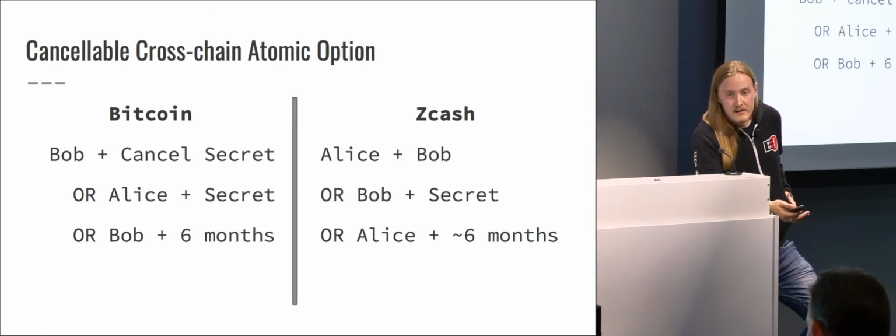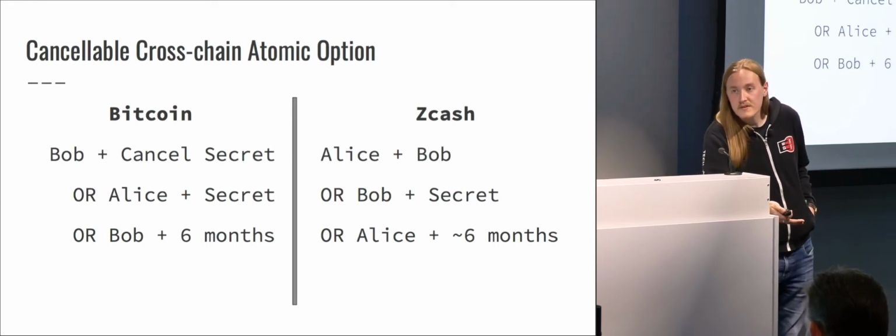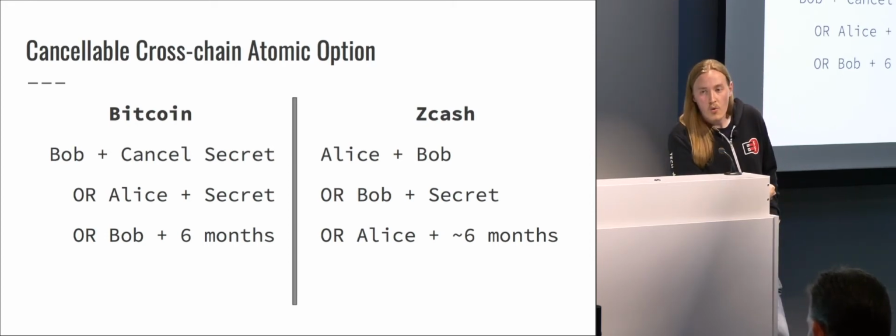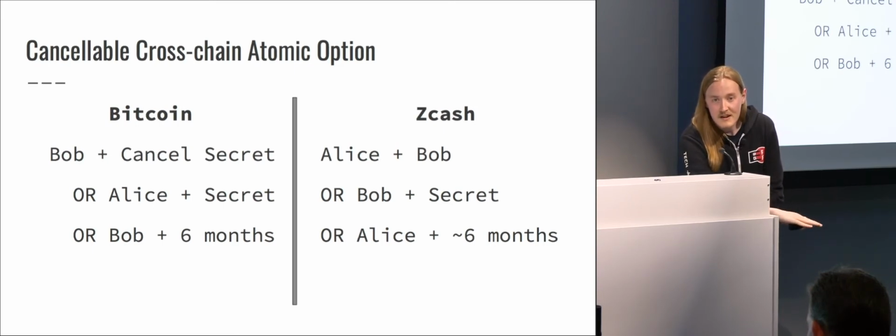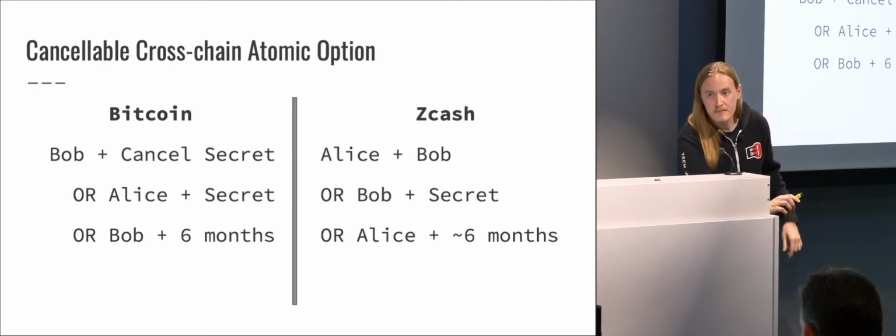And on the Zcash side, we have it with Alice and Bob in a multi-sig, so just a straight up 2 of 2. Or Bob reveals the secret that he starts with. Or Alice waits about 6 months. So you might notice that the bottom 2 rows of this are the standard option contract. It's only the top row that's different. So what we're going to do to make it cancelable is we're going to first take away Bob's ability to get the Zcash. Second, refund Alice's Zcash. And third, refund Bob's Bitcoin.